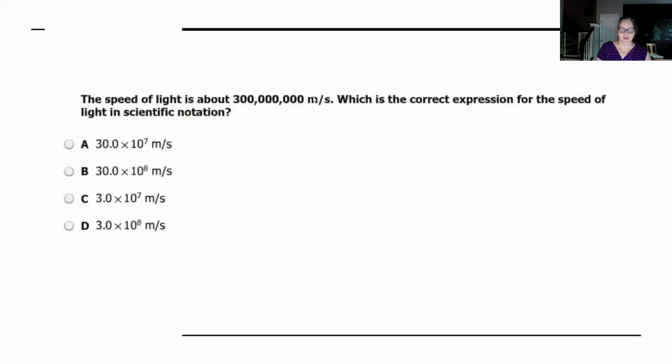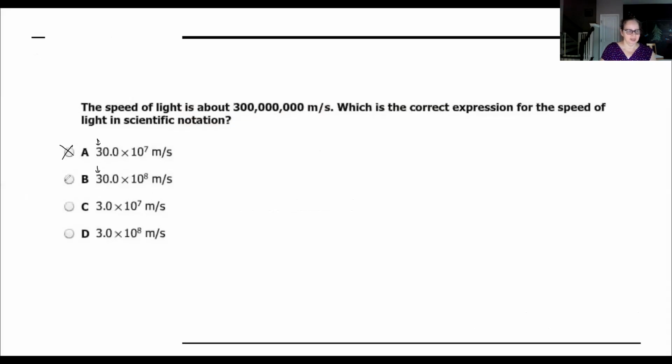Speed of light is about 300 million meters per second. Which is the correct expression for the speed of light in scientific notation? Okay, this first one has a number in the 10 spot. We can't use that. Number in the 10 spot. Can't use that. So we're between these two. Doesn't even give us a negative or a positive. We know it's a big number, so it's going to have a positive exponent. But they don't even test us on that on this one.